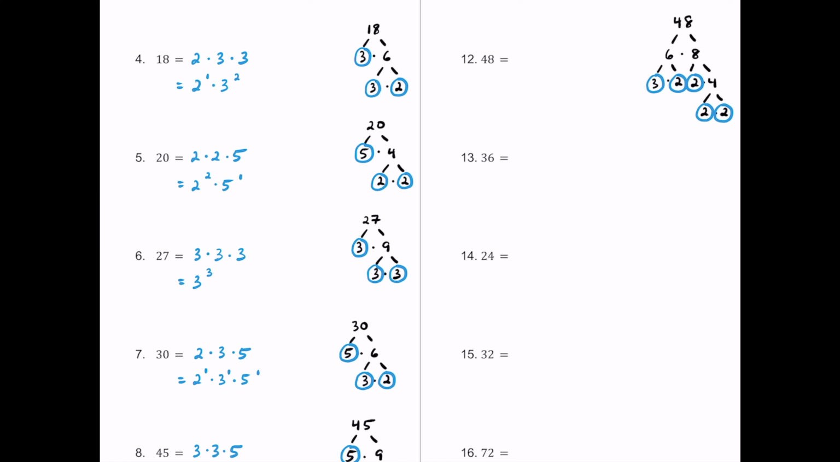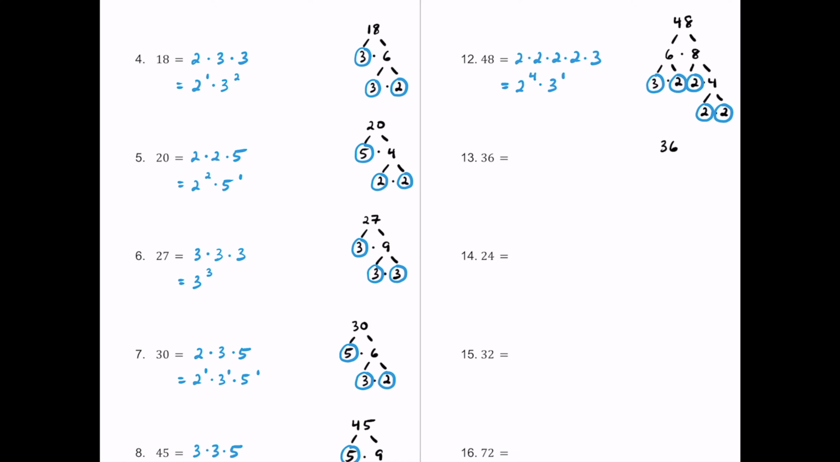So the prime factorization for 48 is going to be 2 times 2 times 2 times 2 times 3. Lots of 2's, okay? Using exponents, we can say this is 2 to the 4th power times 3 to the 1st power. Okay. For number 13, we have the number 36.